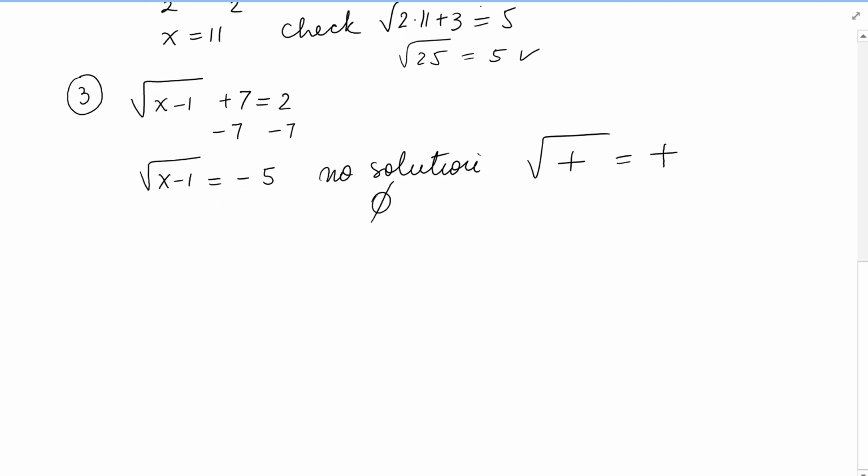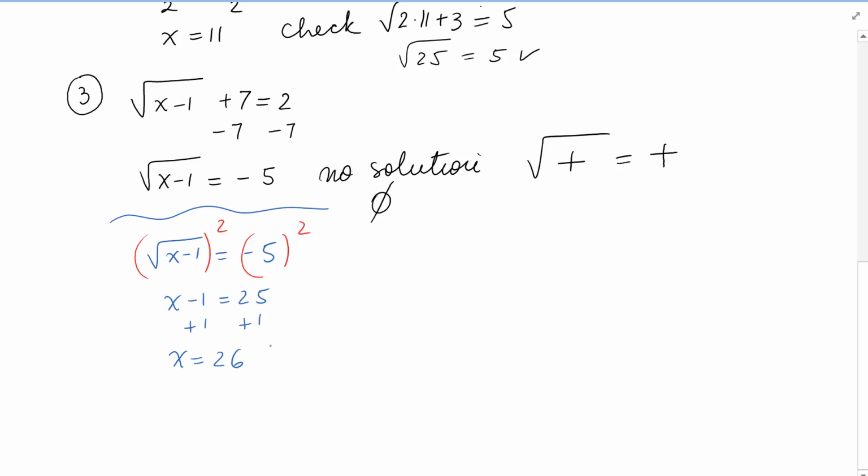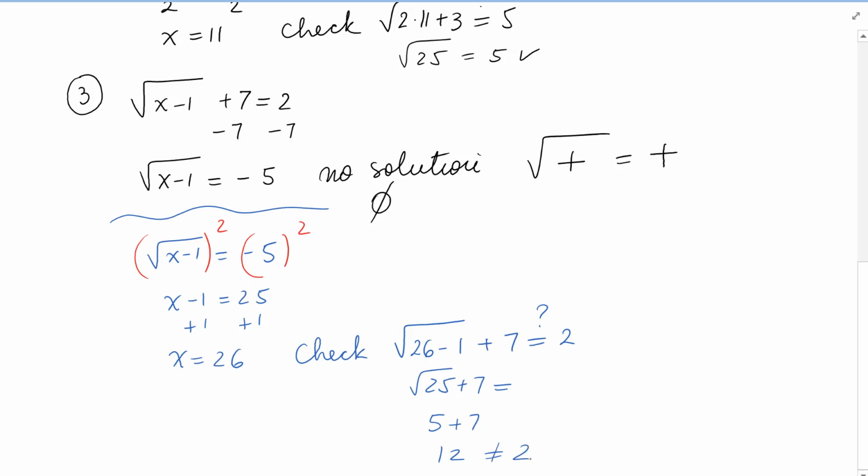Well, what if, let's discuss this situation. I'm going to write it with blue. What if somebody forgets and just goes along and squares each side? What's going to happen? Well, if you square both sides, you're going to get x minus 1 equals 25. If we add 1 on both sides, we get x equals 26. So if we check it, we get square root of 26 minus 1 plus 7 equals 2. Well, square root of 25 plus 7, it's 5 plus 7, which is 12, so that does not equal 2.